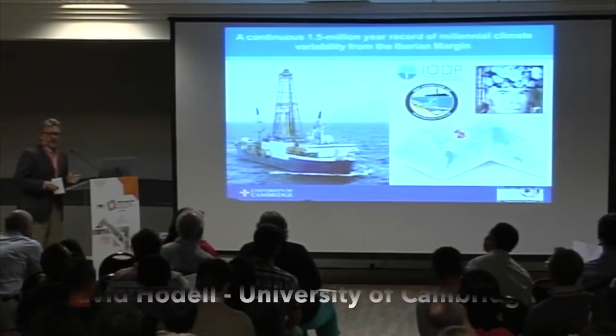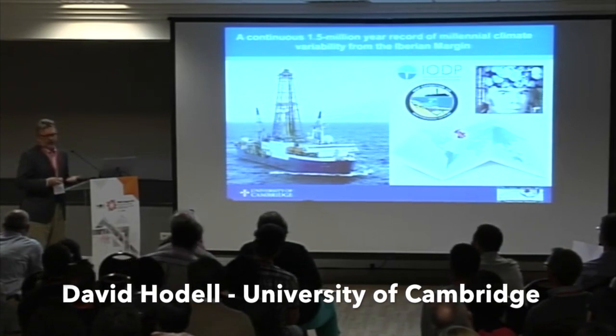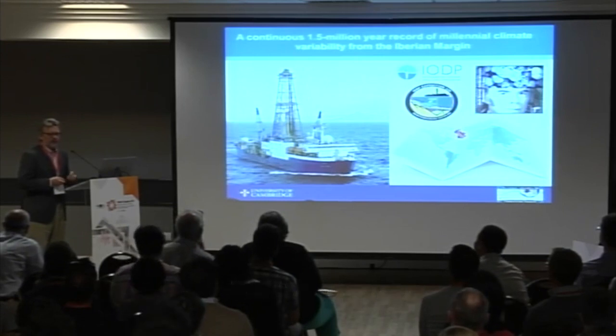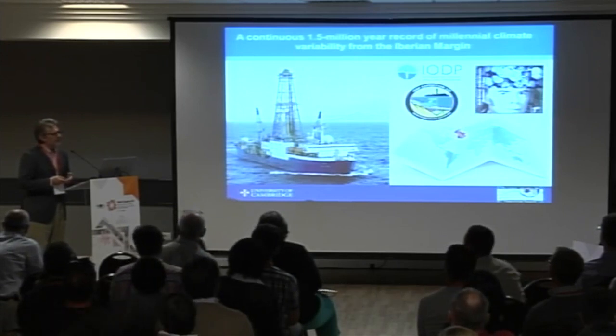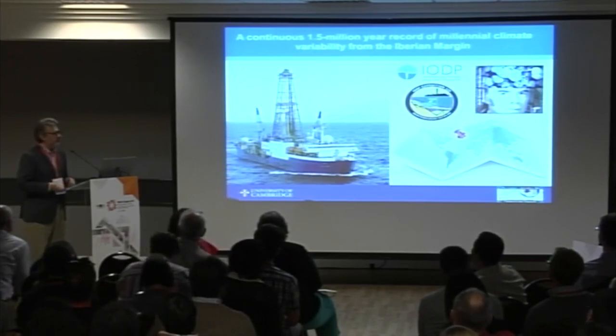Well, we know that across the mid-Pleistocene transition the climate system shifted from a dominantly 41 kiloyear obliquity cycle to a quasi-periodic 100 kiloyear cycle. The question that I'd like to address this morning is, how did millennial scale climate variability change across the MPT?